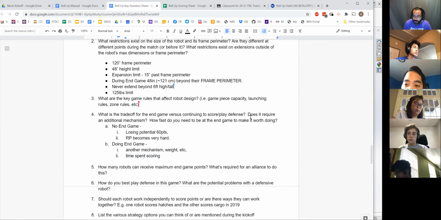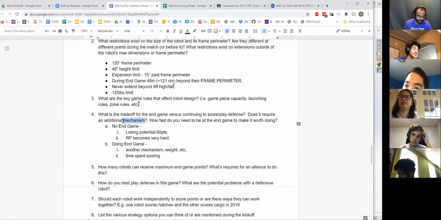So then what are the other questions? Does it require an additional mechanism? Yes, almost certainly, right? I guess you could maybe use a ball intake or something, but it requires designing a mechanism around doing the end game. It's not just driving to some spot, right? We could combine it with something else maybe, but you're still definitely thinking about it during the design phase.